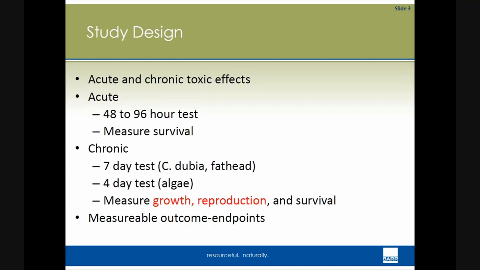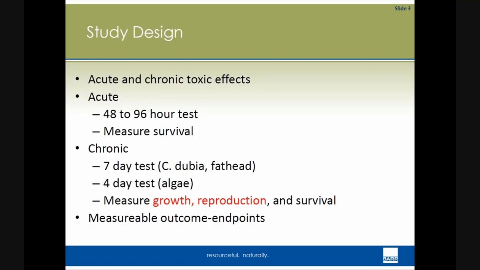The chronic effects typically measure growth. So fathead minnows are measured for their growth throughout the chronic test, which is a 7-day test. For Ceriodaphnia dubia, the condition measured is reproduction, how many neonates or babies they produce during the course of the test. And for algae, which is a little bit different, even though they call it a chronic test, it's really a 4-day test, and you measure growth. For all of those tests except algae, you can also measure survival during the 7-day period.